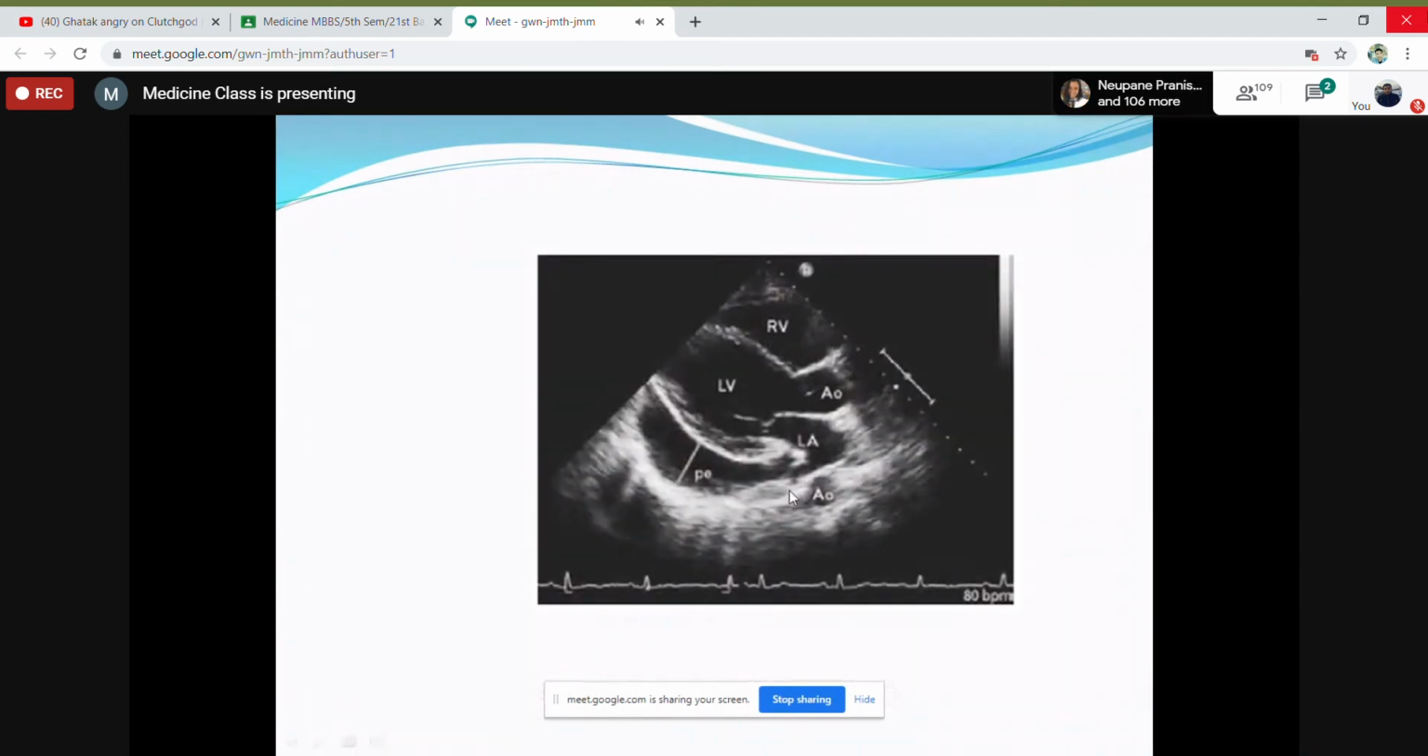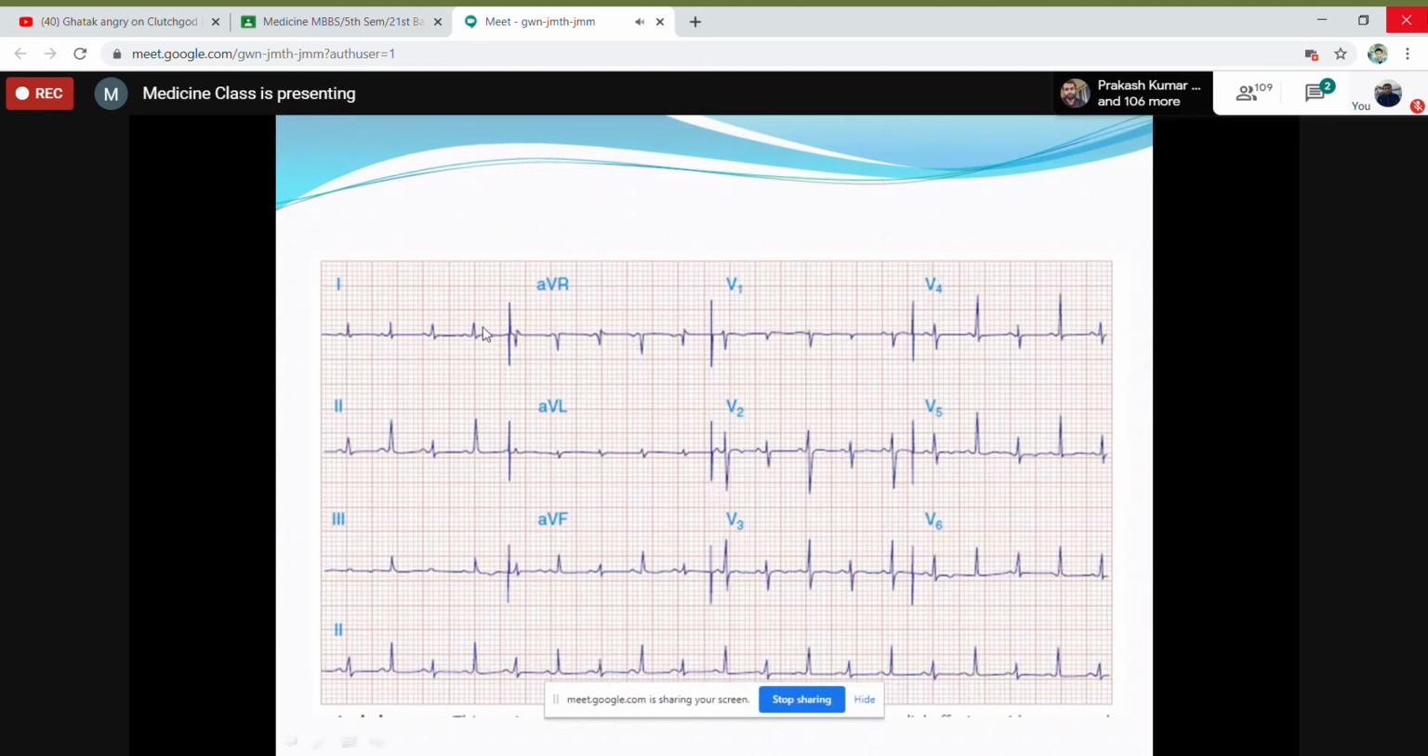This is the echocardiography of a patient who has pericardial effusion. You can see this is left atrium, left ventricle, this is the left parasternal view. Aorta, right ventricle, and this is the pericardial sac. Generally there won't be any fluid here, but you can see that there is pericardial fluid in the pericardial sac. So this is regarding the echo, and this is the ECG showing electrical alternans, what I said just now.